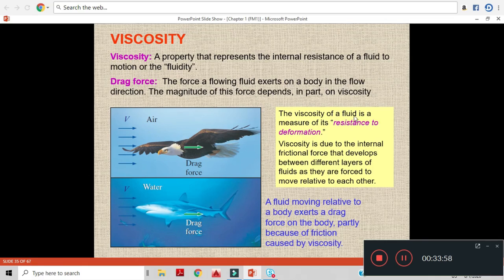The viscosity of a fluid is a measure of its resistance to deformation. Viscosity is due to the internal frictional force that develops between different layers of fluid as they are forced to move relative to each other. Okay, now we will see how we can explain this phenomenon, how we can explain viscosity.